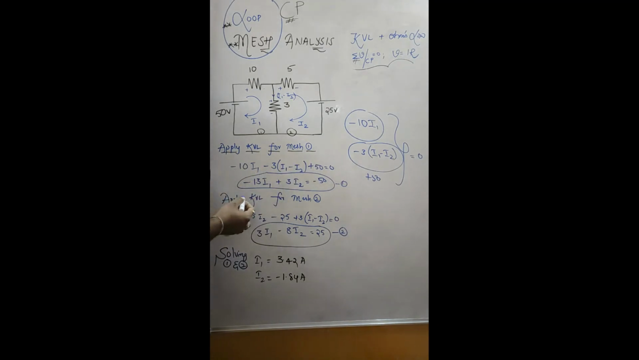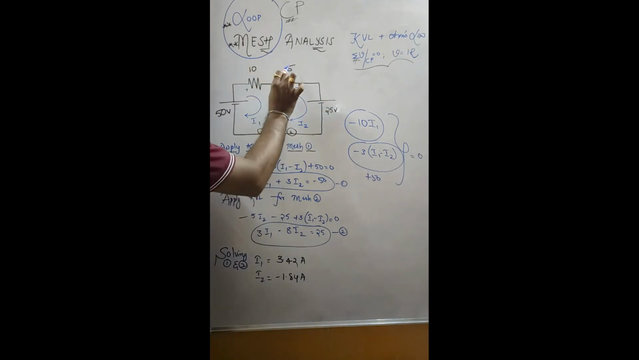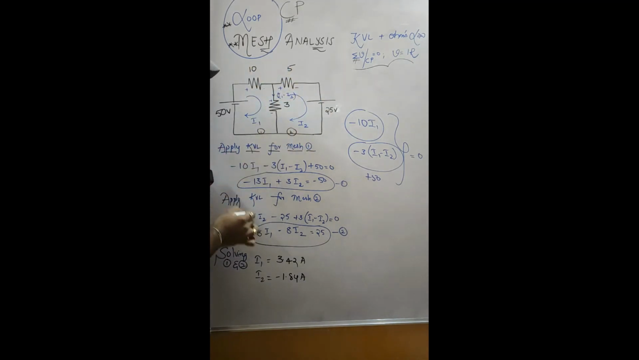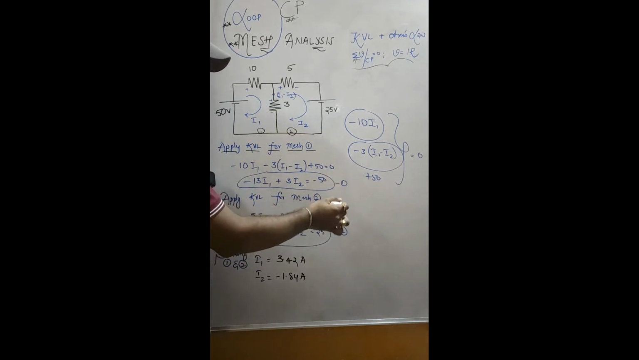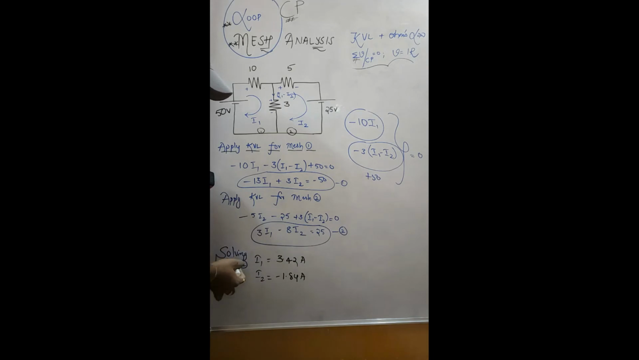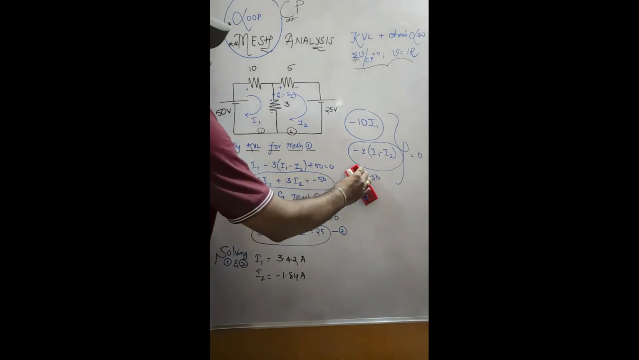Same, apply KVL for the second mesh. Plus to minus means minus 5 into I2, plus to minus again means minus 25, and minus to plus means plus 3 into I1 minus I2, equal to 0. This is the second mesh equation. Try to solve these two equations. We get the values of I1 and I2. This is a simple procedure we have to follow.